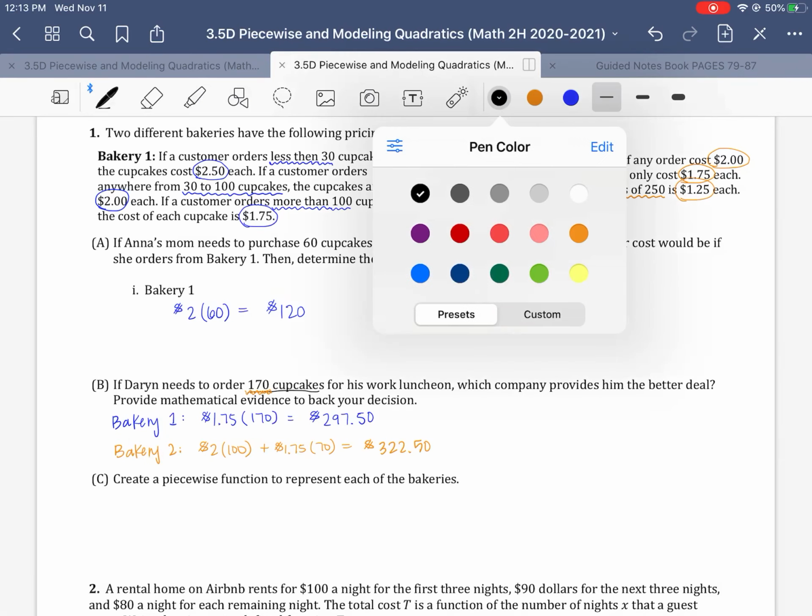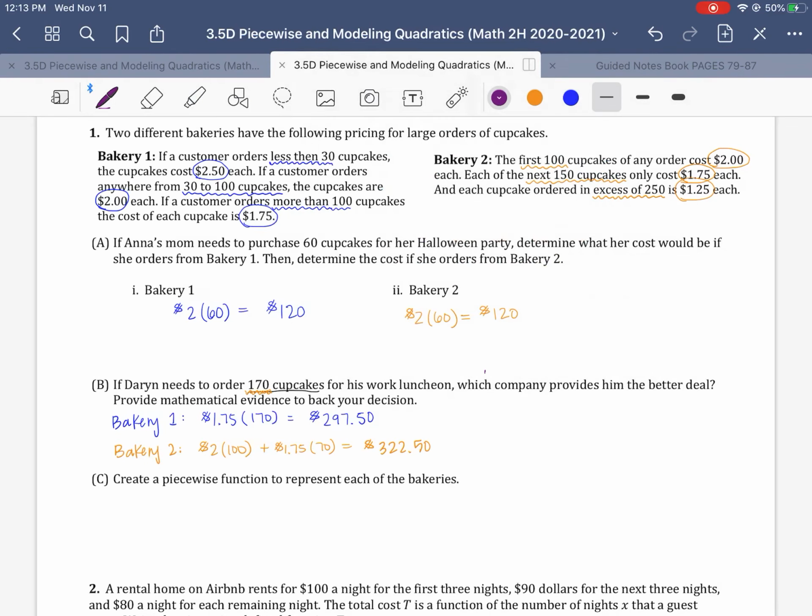So you'll notice if we were comparing these, I'm going to get a different color here. If I'm comparing these, it's definitely Bakery 1 is the better deal, right? Bakery 1 is a lower cost. So we would state that Bakery 1 is the better option, right? For at least cost. I have no idea what they taste like, as it is $25 less. So something along the lines where we're providing some evidence there and then making a conclusion.